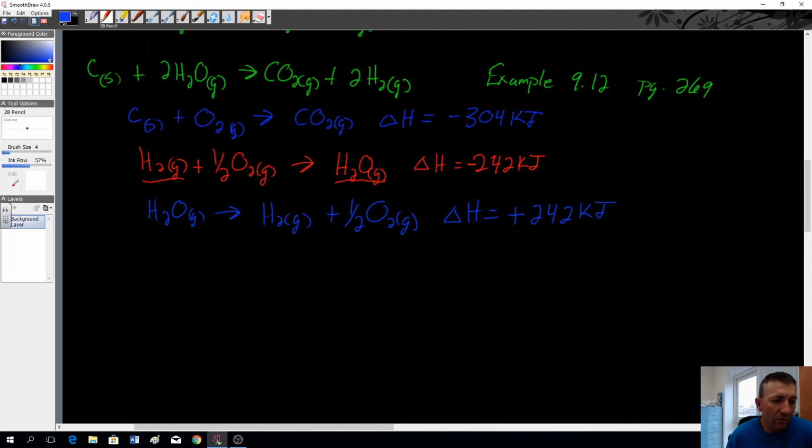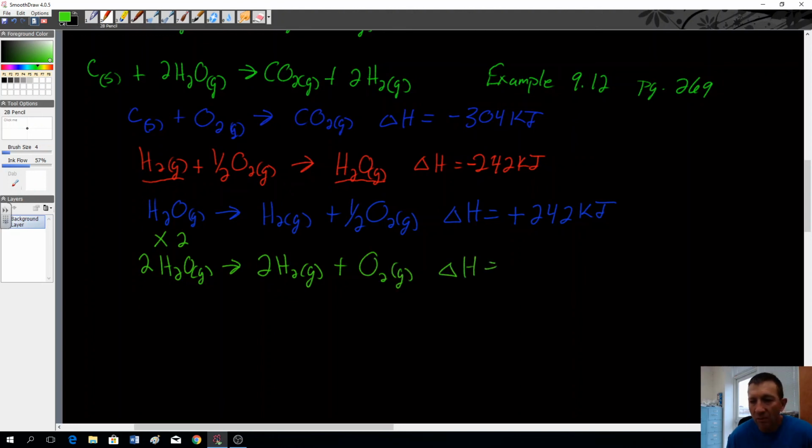But we don't have the right amounts. You notice H2O there and H2O there. There's two of them there and there's only one there. So to get them all the same, we're going to multiply the whole equation by 2. So now we've got 2 H2O gas goes to make 2 H2 gas plus 2 times 1/2 is 1, so O2 gas, delta H, now we've got to multiply that whole thing by 2, a positive 484 kilojoules. So now that matches up with our top equation.